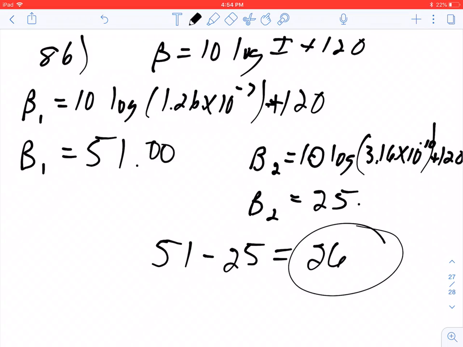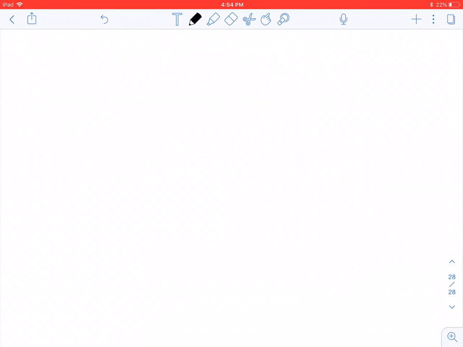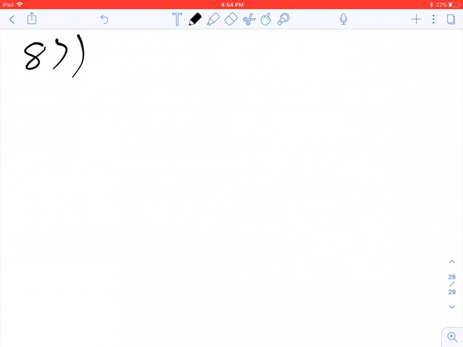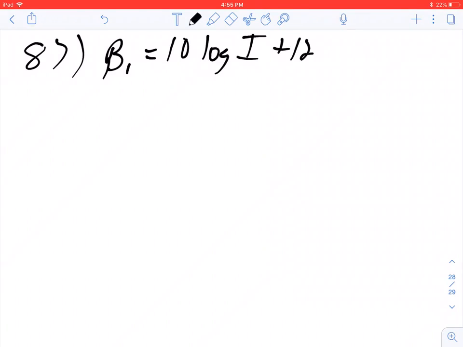So moving on to number 87, it says find the difference in loudness between a vacuum cleaner with an intensity of 10 to the negative fourth watts per square meter and rustling leaves with an intensity of 10 to the negative 11th. So once again, we have to utilize this formula here. Beta equals 10 log I plus 120.